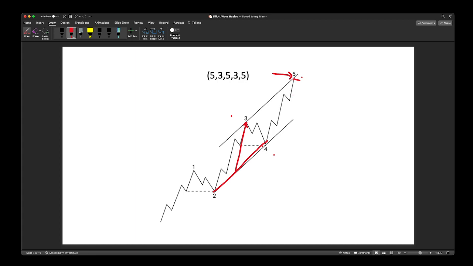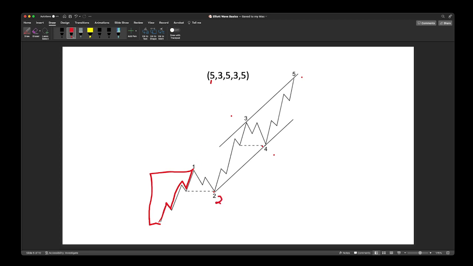This parallel channel will indicate where 5 can top off. These guidelines are here to help you, give you context. And within these guidelines, this impulse wave, as indicated here, will always be made up of 5 waves here in this section. 1, 2, 3, 4, 5.